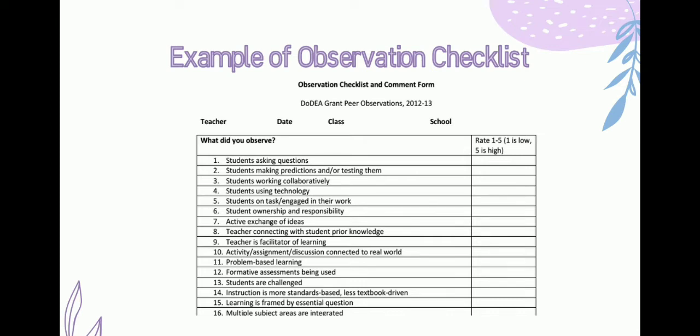So in the example, as you can see, there are the list of things that an observer is going to look when observing on the class, such as students are asking questions, are the students working collaboratively, and many more. Also, the name of the teacher, the date, the class or the section where you observe, and the name of the school as well should be on the observation checklist.